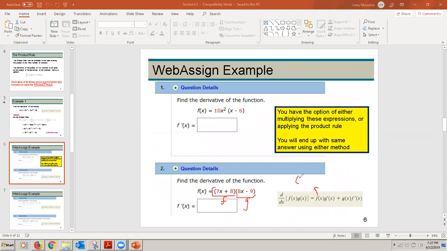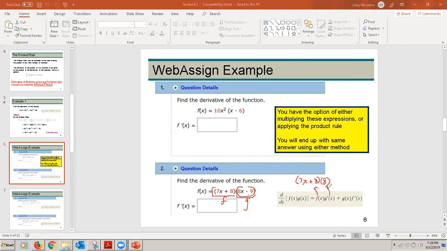That means I'm just going to copy down 7x plus 8 times the derivative of the second function. The derivative of g is going to be the derivative of 8x minus 9. The derivative of 8x is just 8, and the derivative of that 9 in the back is just 0.